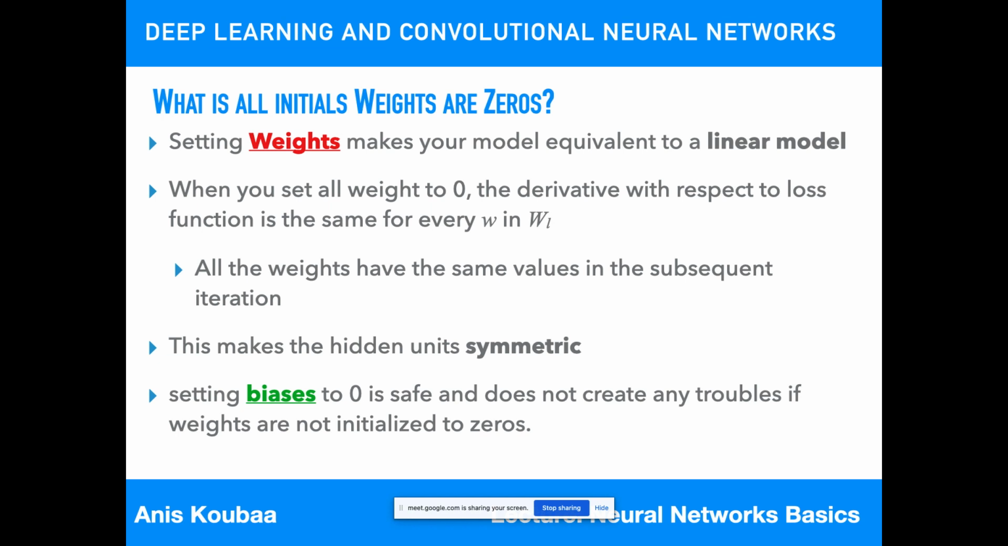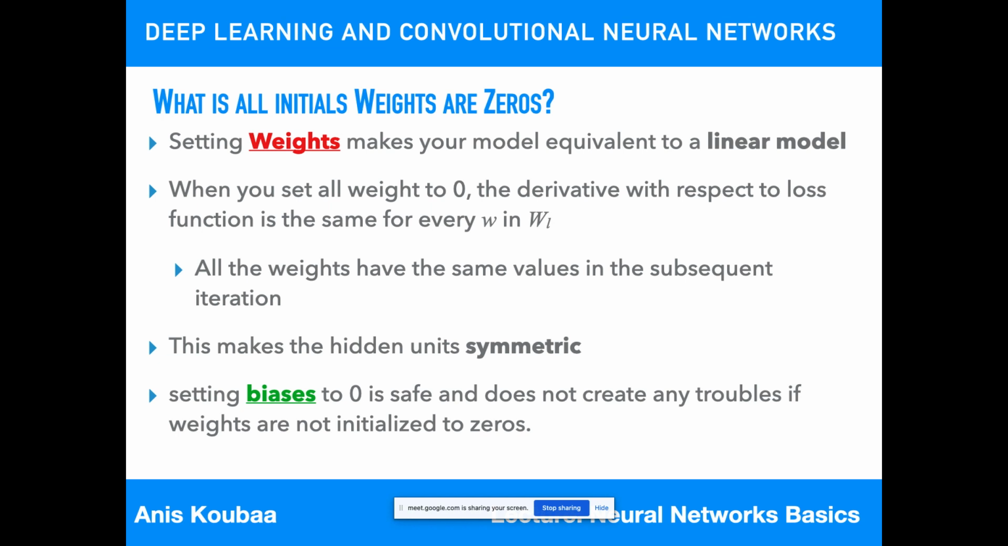In this case, setting all weights to 0 makes your model equivalent to a linear model. It's very simple. Even the non-linearity will not have any impact. When you set all weights to 0, the derivative of the loss function is the same for every W in WL. This means that you don't learn anything in the different nodes of a particular layer. All the weights have the same values in the subsequent iterations, and this makes the hidden units completely symmetric. So putting the weights to 0 is a bad approach and strictly to be avoided.